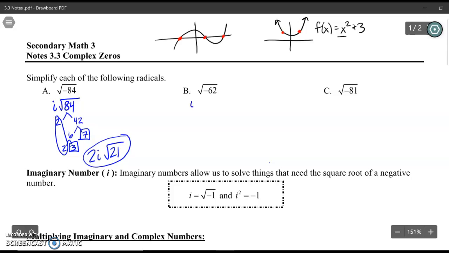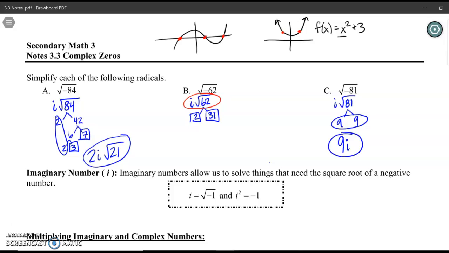The same thing here with B. I'll make it i times the square root of 62. I'm going to break down 62 into 2 and 31, and 31 and 2 are both prime. Since there are no pairs here, that's just going to be my final answer: i square root of 62. And finally, this last one, i square root of 81. If I break down 81 into 9 and 9, I get a pair of 9s, so this whole thing turns into 9i. There's nothing left over to go inside the radical, so 9i is my final answer.